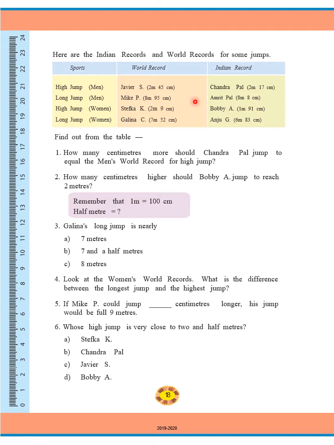So what will we do? We will subtract 2 meter 17 centimeter from 2 meter 45 centimeter and we will get the answer 28 centimeters. So he needs 28 centimeters more.